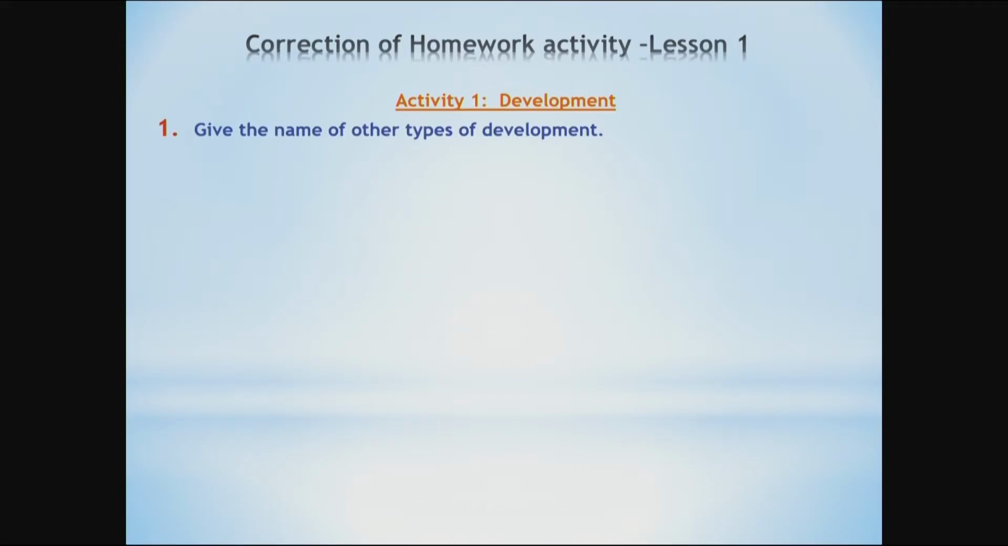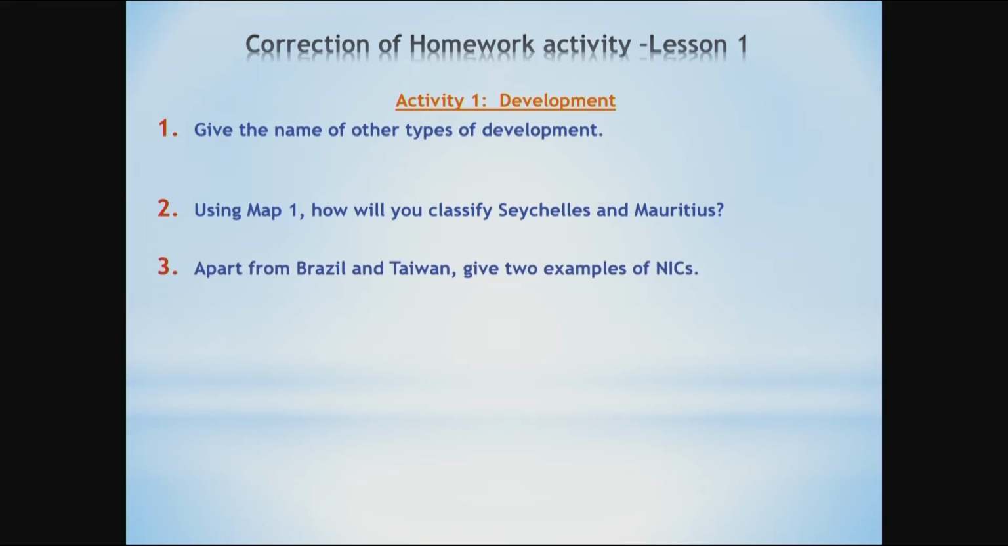Number 1, I asked you to give the name of other types of development. 2, using map 1, how will you classify Seychelles and Mauritius? 3, apart from Brazil and Taiwan, give 2 examples of NICs. And 4, how is GNP calculated? Now, the 5th one is a fill in the blanks, but let us look at the answers for these 4 and then we move on to the fill in the blanks.